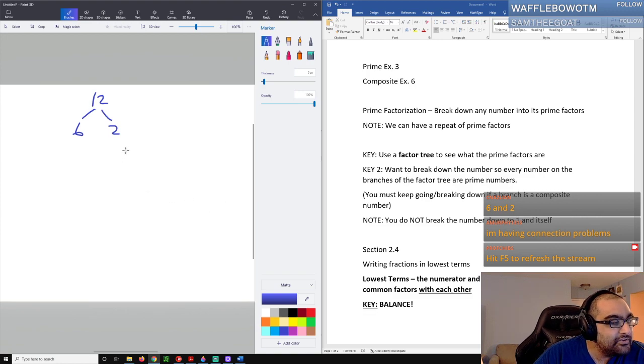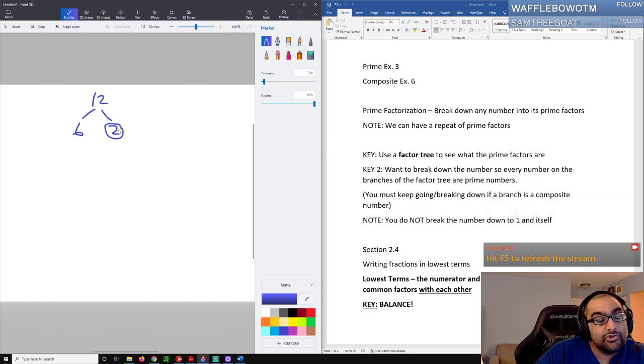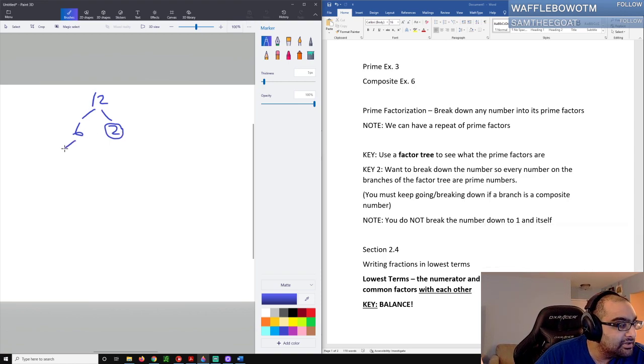So we have 6 and 2 here. One thing we do know is that we're going to circle 2. 2 is a prime number. Whenever we circle a prime number, that's where that particular branch stops. However, 6, on the other hand, is a composite number, so we can break that down even further.